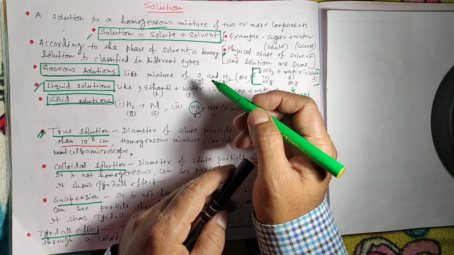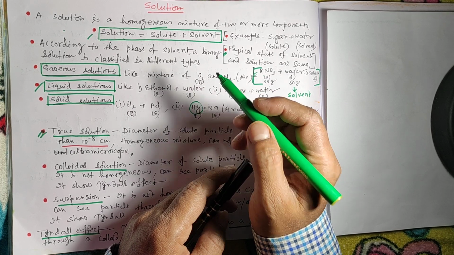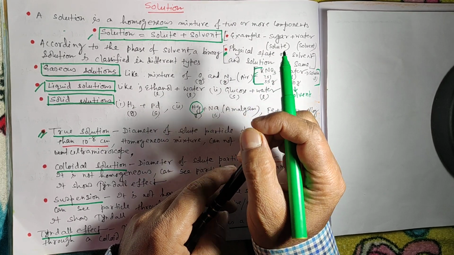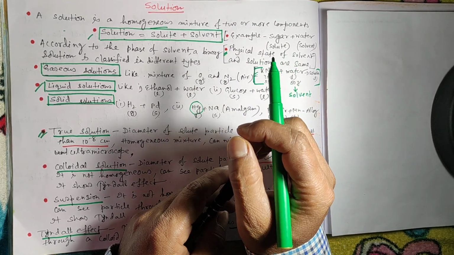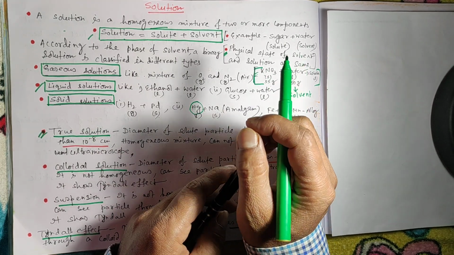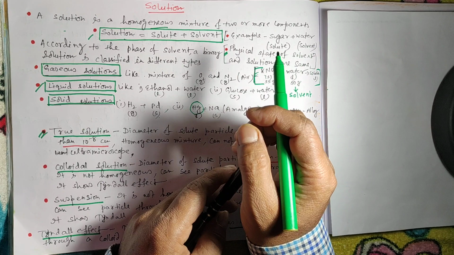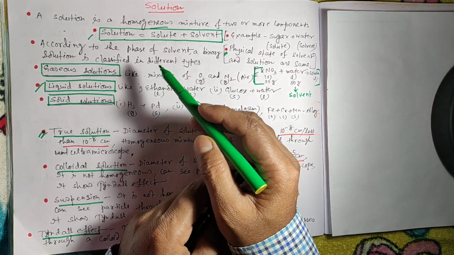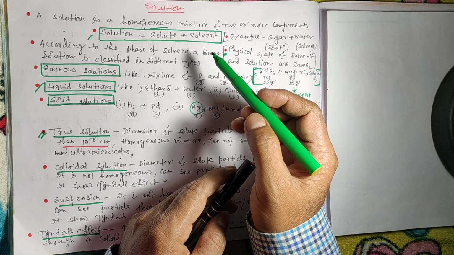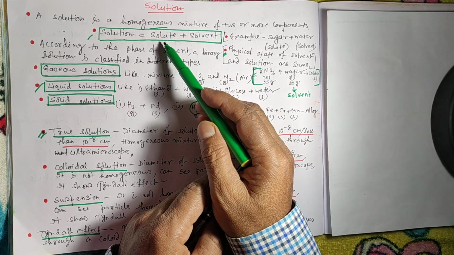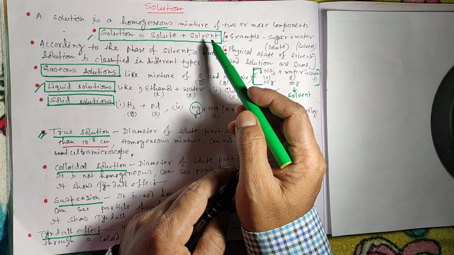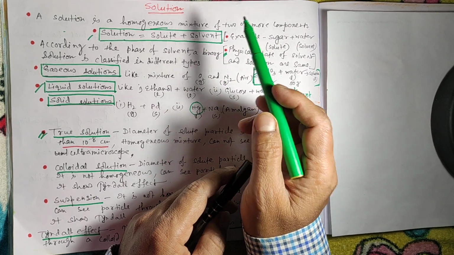What is a homogeneous mixture? That is, if you take any part of the solution, there will be the same proportion of solute and solvent in every portion of the solution. A solution is a mixture of solute and solvent. Basically, solute is present in a solution in a smaller amount and solvent is present in a large amount.